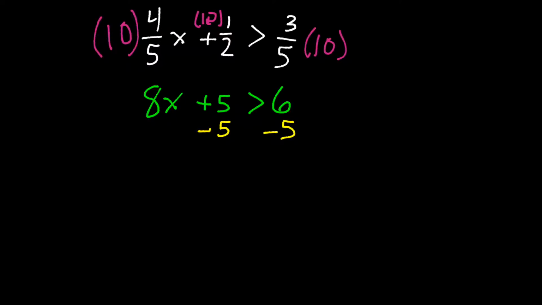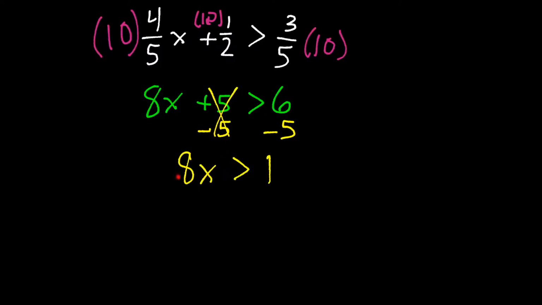Plus 5 minus 5 becomes 0, and I'm left with 8x on the left. I did not multiply or divide by a negative number, so I still have the greater than symbol, and then 6 minus 5 is 1.